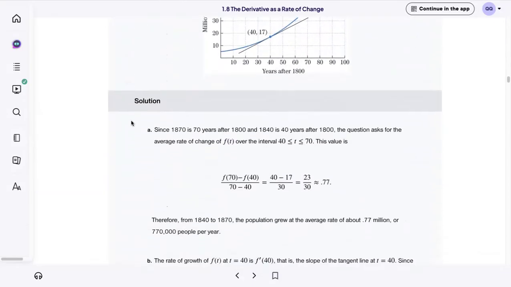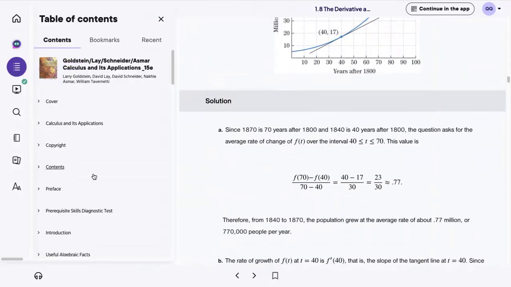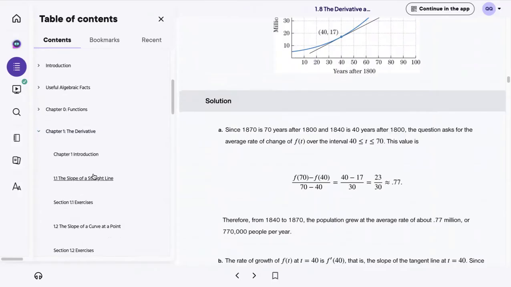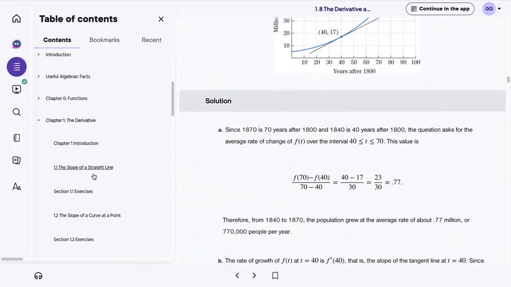Okay, so mainly this chapter is about derivatives, right? Taking derivatives. So next class, we'll talk about how to use these derivative ideas in real-life applications.